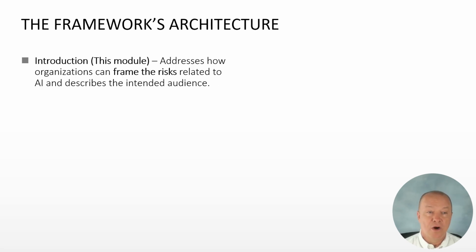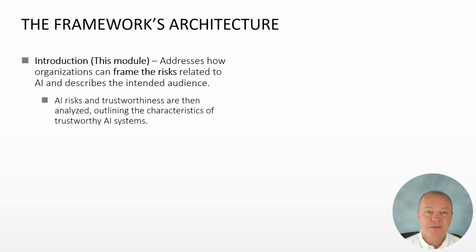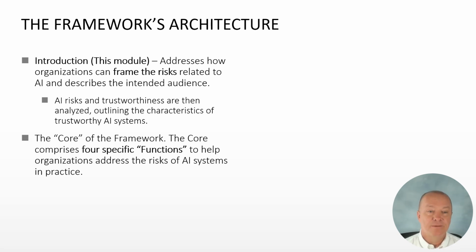So the framework's architecture lays out with an introduction, this module, which addresses again how organizations can frame the risks related to AI, and this introduction also describes the intended audience for AI risk management. In other words, the people who should be participating in AI risk management. AI risk and trustworthiness are then analyzed, outlining the characteristics of trustworthy AI systems.